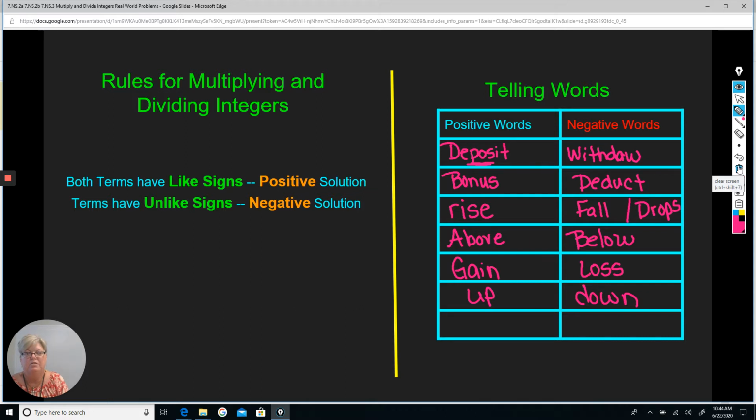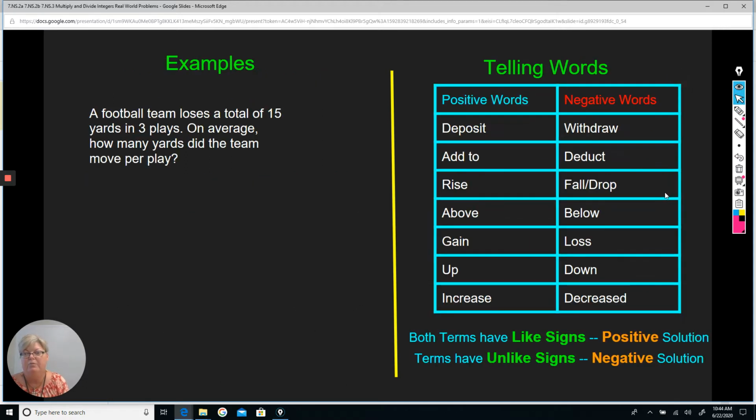Okay, now we're going to go on to our next slide, and we're going to look at an actual problem. You'll notice I have the telling words over here. I also have the rules for multiplying and dividing integers at the bottom of the screen. So first we're going to start out with, what do we know? A football team loses a total of 15 yards in 3 plays. On average, how many yards does the team move per play?